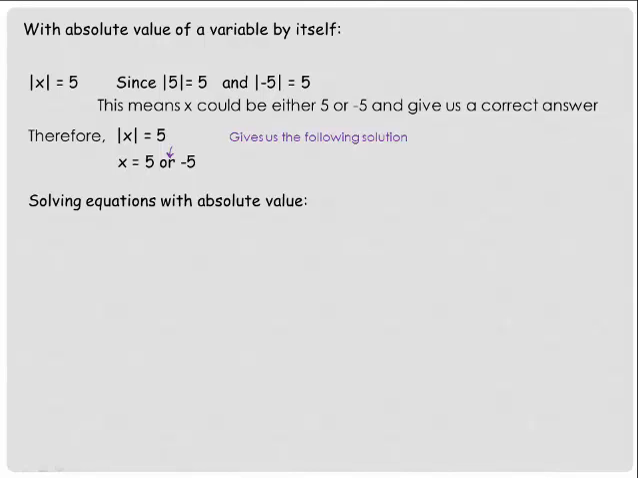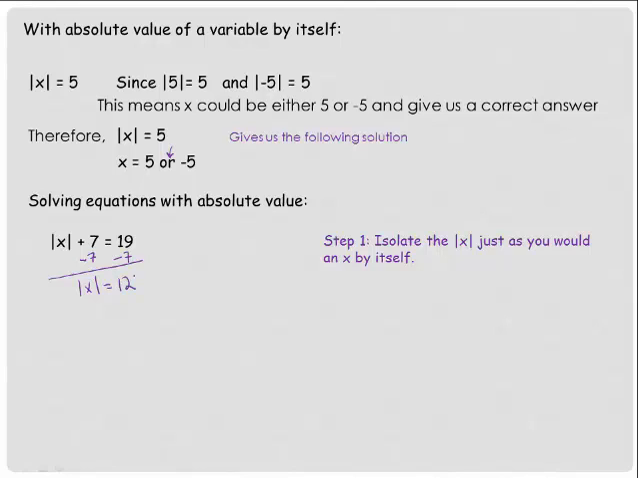So in order to solve equations with absolute value, for example, the absolute value of x plus 7 is equal to 19, first we have to get the absolute value of x by itself just as if it were an x. We do that by subtracting 7 from both sides, giving us that the absolute value of x is equal to 12. Then I solve for both values of x. Since we don't know which x is, x could be 12 or negative 12. I need to include both of these. Absolute value equations will always give us two solutions or no solutions. We'll discuss that momentarily.